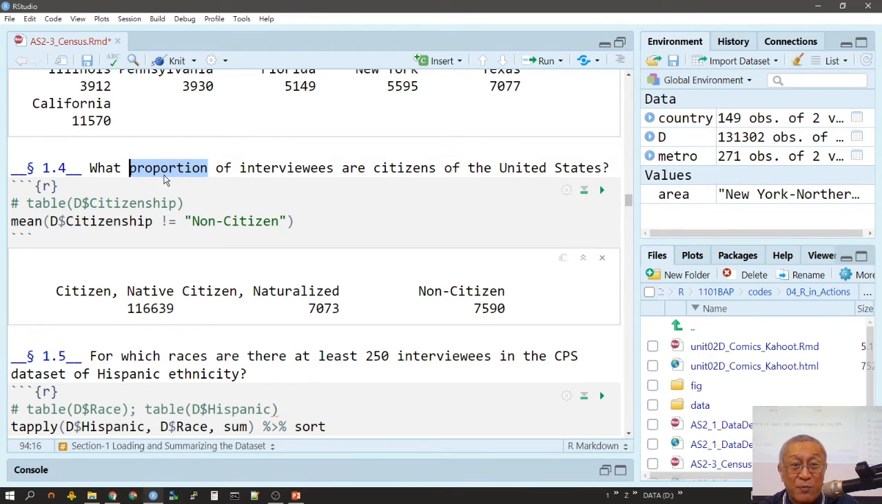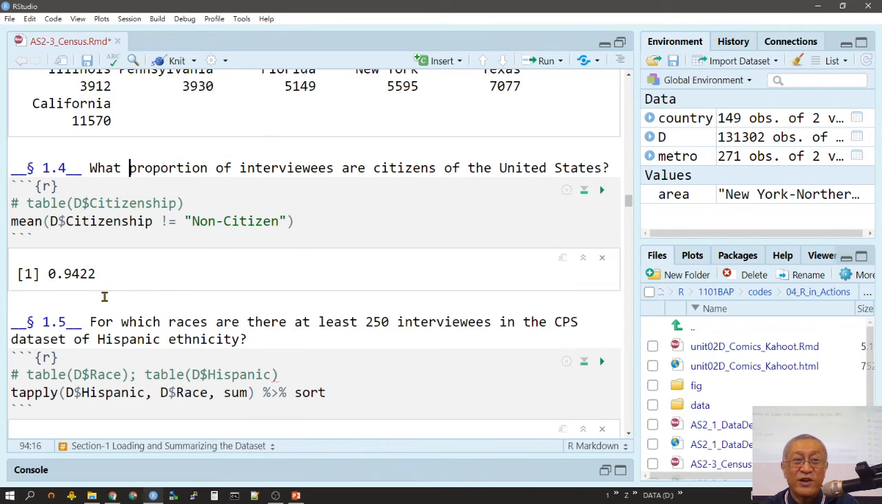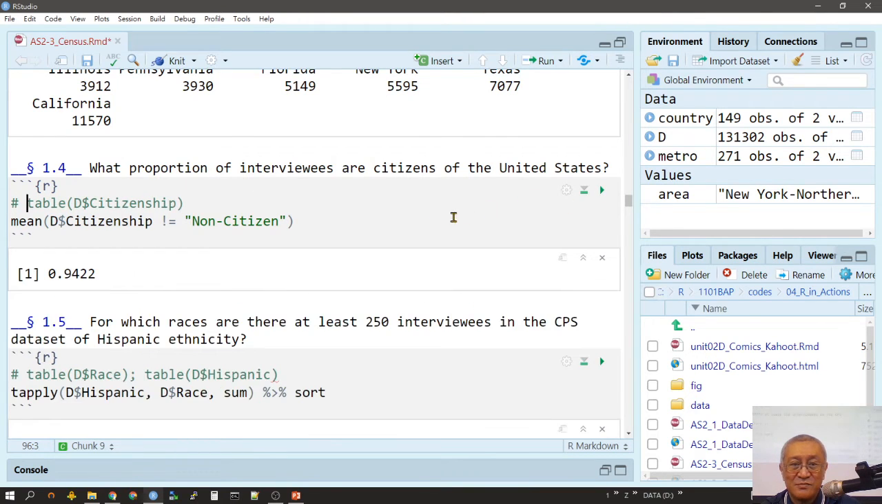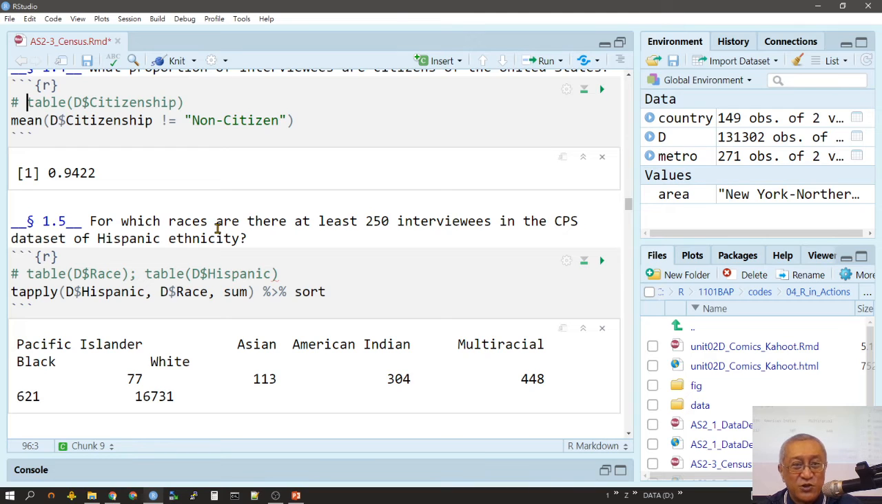They want to ask the proportion, so the correct answer is this way. You test for the non-citizen and then do the mean.